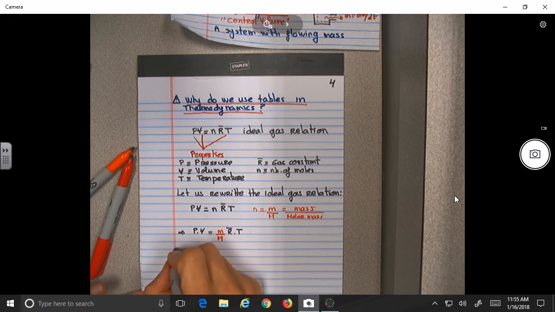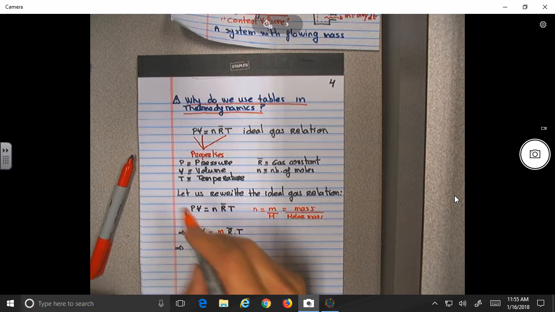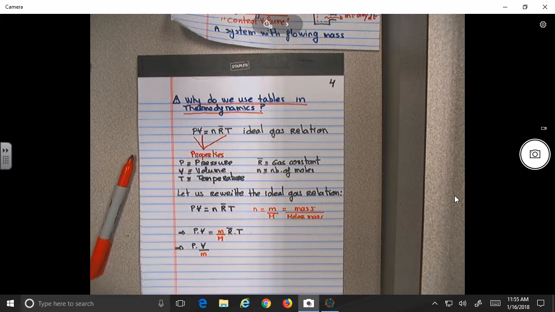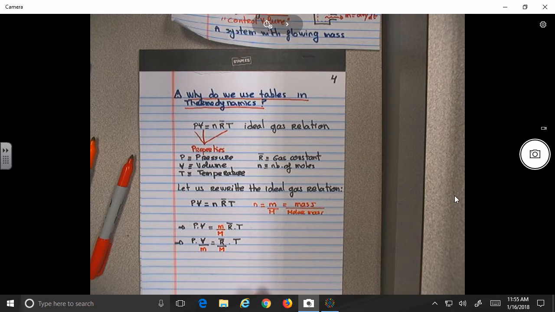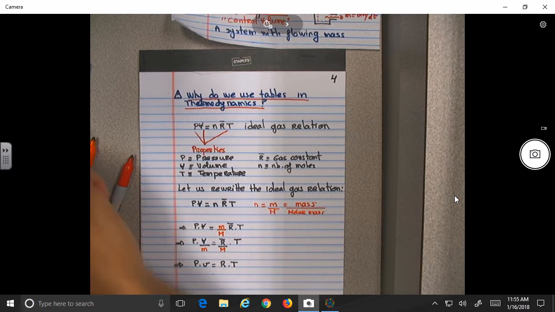Or we can rewrite this as PV equals (mass divided by M) times (R bar divided by M) times T. Or this is the way you will find this equation written in thermodynamics textbooks: PV equals RT.